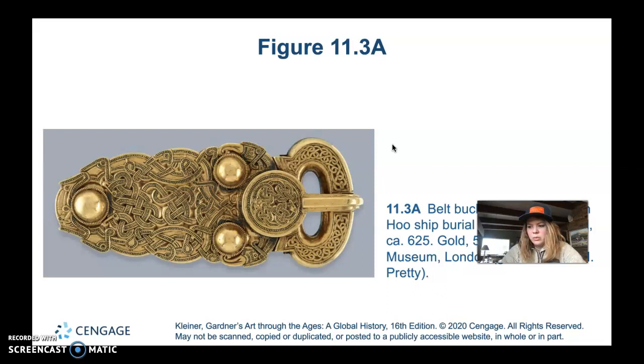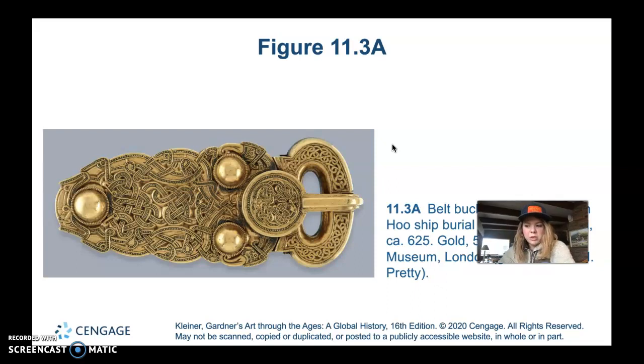And this was found along with 10 silver bowls, a silver plate, an imperial stamp of the Byzantine Emperor Anastasius I, 40 gold coins, probably to pay the 40 oarsmen who would row the deceased across the sea on the final voyage, which was their belief at the time. And that's probably why they did the ship burial, right? Because it had to be rowed by 40 oarsmen.